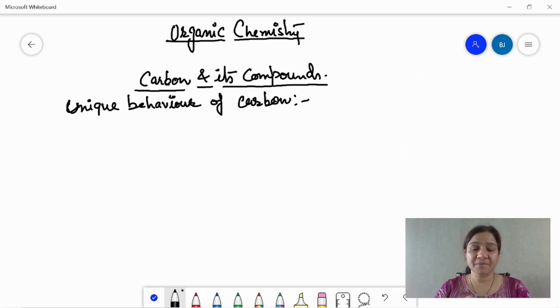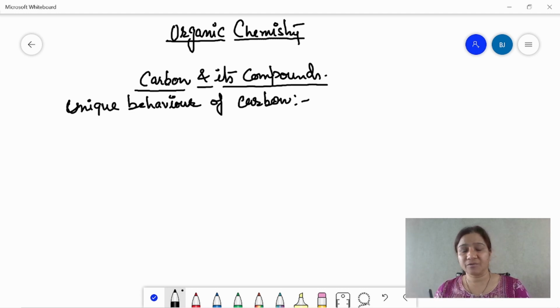The branch of chemistry where we deal with carbon and its compounds is known as organic chemistry. Why do we need to study compounds of carbon in a separate branch of chemistry under organic chemistry? Because carbon has a unique behavior. Today I am going to explain what is the unique behavior of carbon, because of which millions of compounds of carbon are known to us.